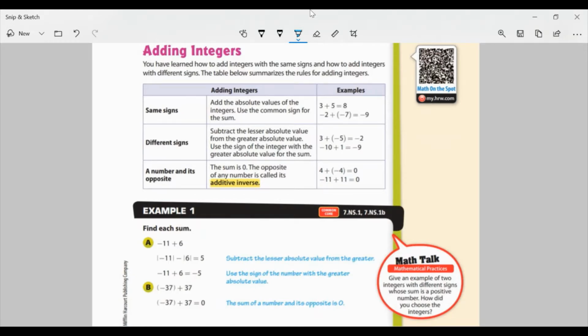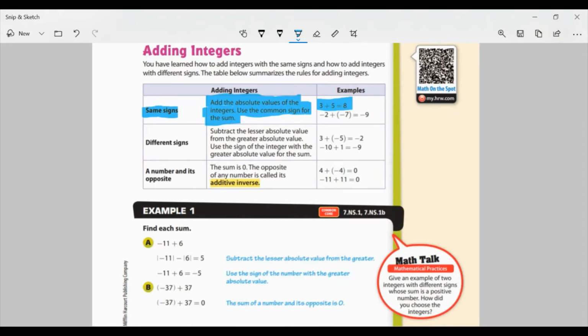Now, when you have integers with the same signs, when we're adding them, you're going to add the absolute values of the integers and use the common sign for the sum. So in example, 3 plus 5 equals 8. 3 and 5 are both positive integers. When you add them together, you're going to get a positive answer, right? That's going to be bigger.